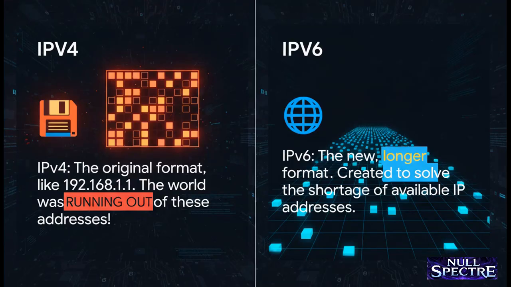Now, here's something wild. We actually started to run out of these addresses. The original system, which we call IPv4, was designed way back when the internet was tiny. Nobody ever dreamed we'd have billions and billions of devices online, so they came up with a new, much longer format called IPv6 that basically guarantees we won't run out of addresses again anytime soon.